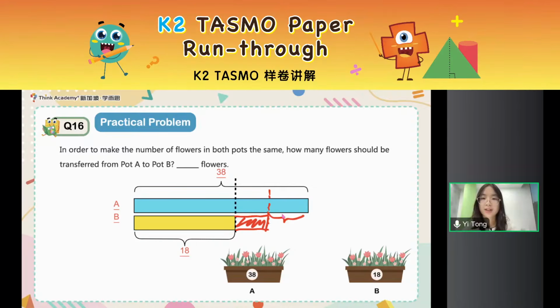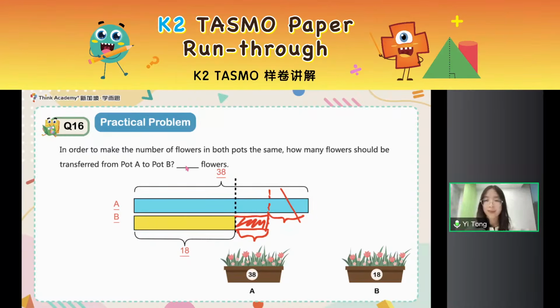So now here's a new part, and I cross this part out. So I want to make sure these two parts are the same. That means this part and this part are the same. Or left part is the same as right part. So we can just divide by half. So half of the difference is the flowers that we are moving.